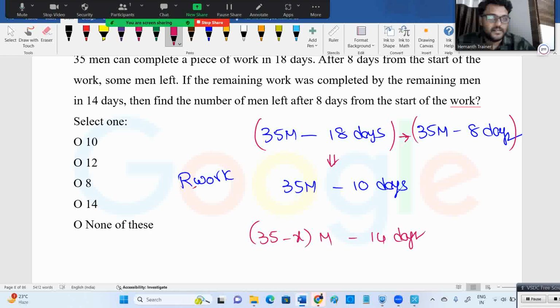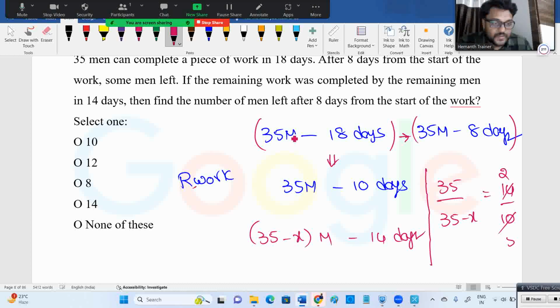We discussed that more men take less time to complete the work. Fewer men will take more time to complete the work. If I take men 35 by 35 minus x, this should be 14 by 10, an inverse relationship, not direct. More men, less time taken; fewer men, more time taken. A by B is reversed here. This is inversely related. Now 2 sevens, 2 fives.